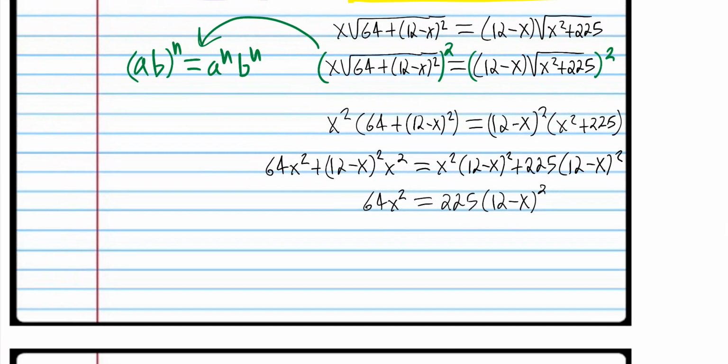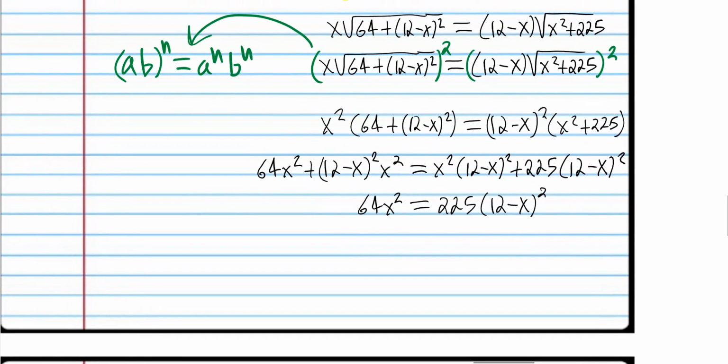Okay, so now we have to do something tricky again. We could expand and we'd probably end up with a quadratic equation, but we don't want to deal with quadratic equations if we don't have to, so I'm going to do this an easier way. And the reason I'm going to do it an easier way is because notice that these are all perfect squares. So because they're all perfect squares, I'm going to square root both sides of the equation.